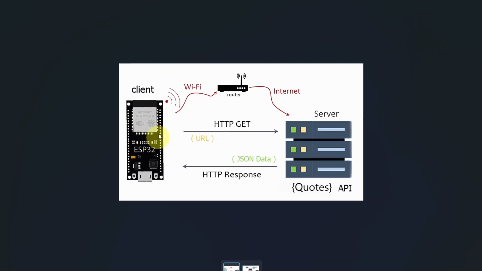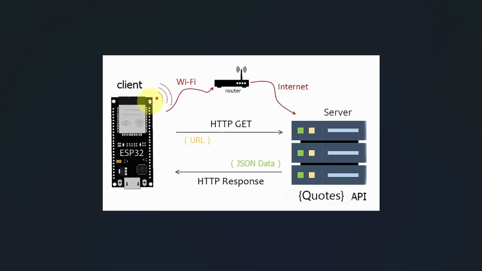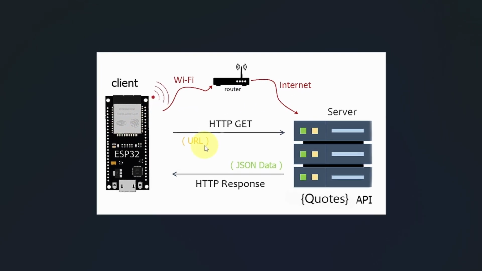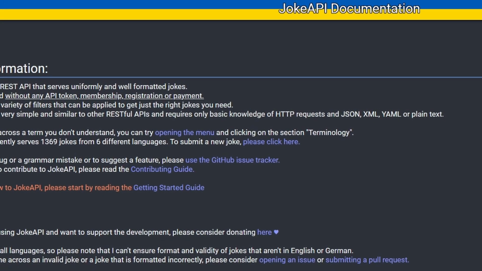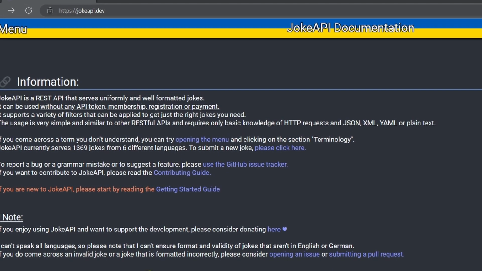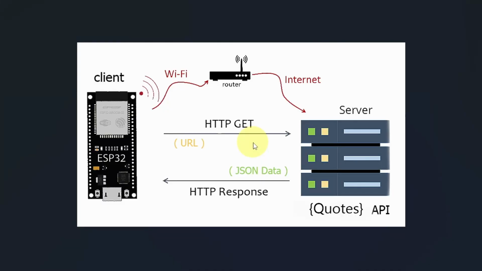If you don't know, the ESP32 microcontroller has Wi-Fi capability. We could use this feature to get connected to the internet. Basically, we have to send an HTTP request using a URL. To make things easier, I'm going to use this one that is called Joke API. Then we can get some information like the joke text.